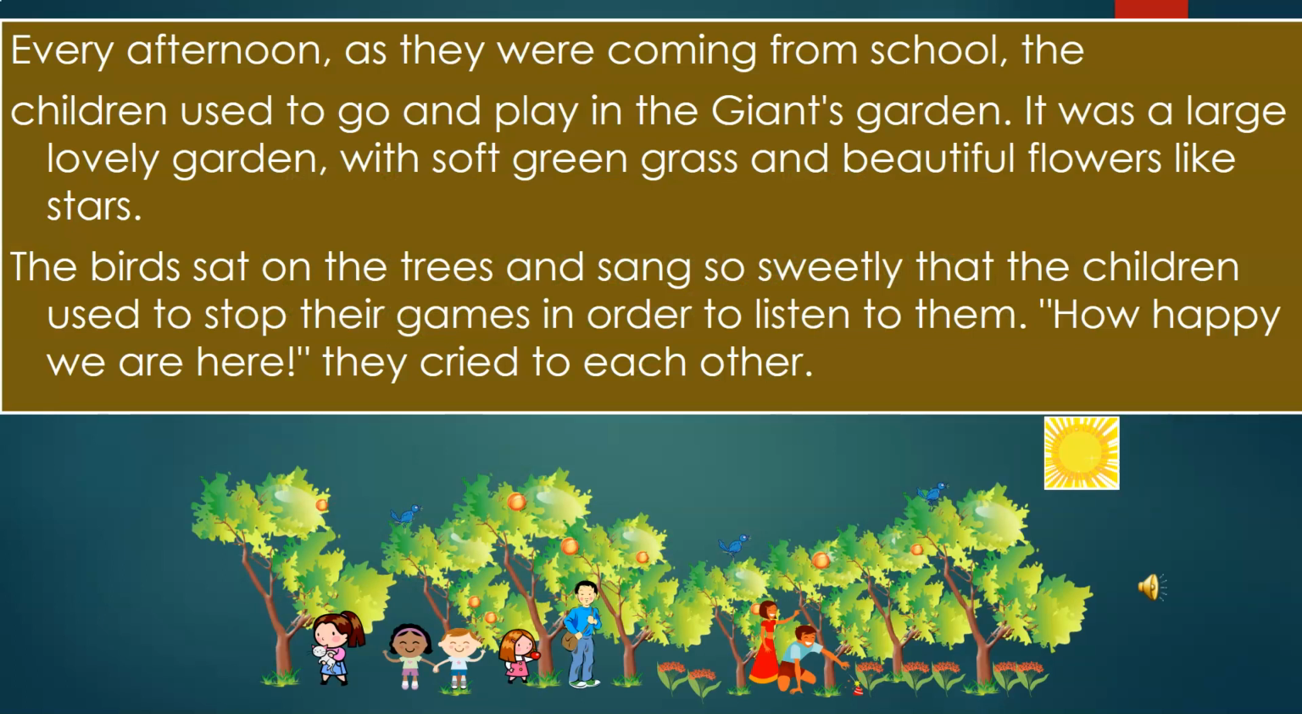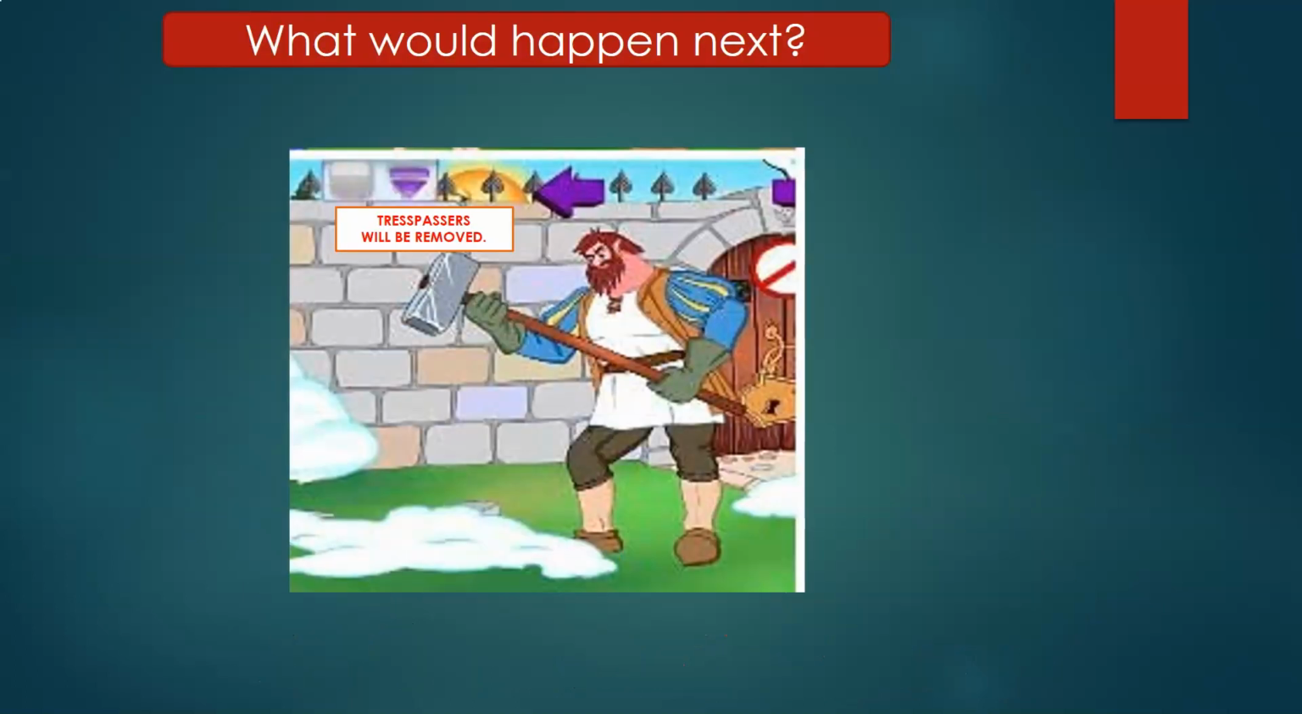Every afternoon, as they were coming from school, the children used to go and play in the giant's garden. It was a large, lovely garden with soft green grass and beautiful flowers like stars. The birds sat on the trees and sang so sweetly that the children used to stop their games in order to listen to them. "How happy we are here!" they cried to each other.